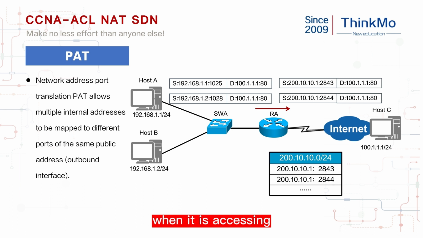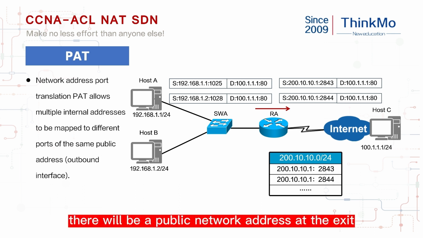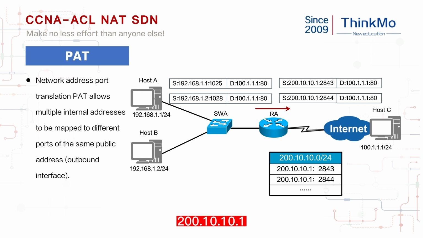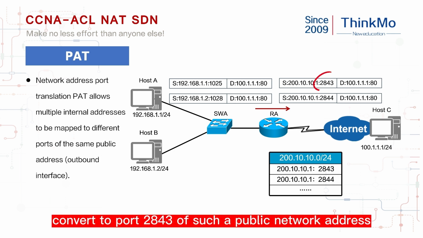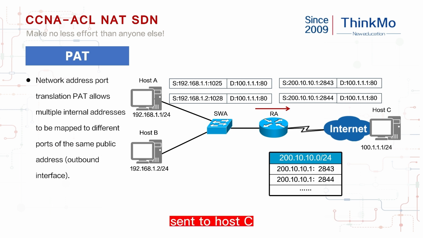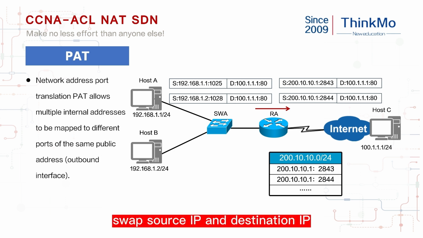When it is accessing, there will be a public network address at the exit, 200.10.10.1. When the data goes out, it will convert port 1025 originally from the address 192.168.1.1 to port 2843 of such a public network address. Then the destination IP and port remain unchanged, sent to host C. After the host receives it, it swaps source IP and destination IP, and swaps source port and destination port, replying to port 2843 of such an address.